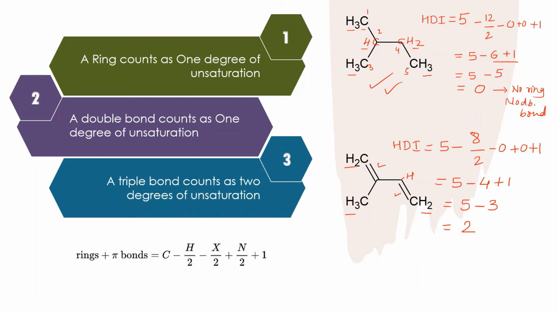As we have written here also, a double bond counts as 1. So HDI 2 means there could be 2 double bonds, and I can see 2 double bonds in this particular structure. Okay, let us proceed further.